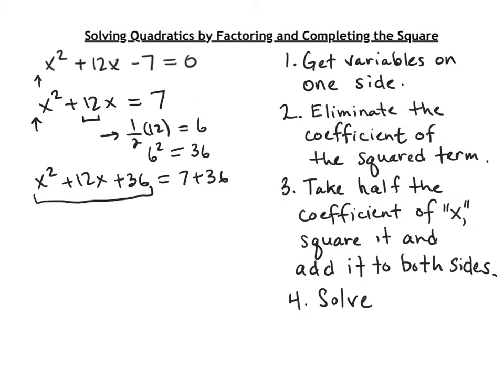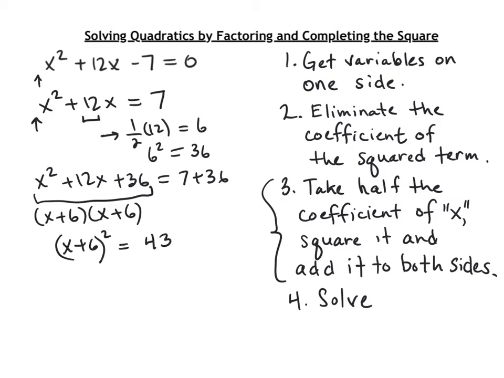This is a perfect square. If you follow this step, it always will be every single time. Are there any factors of 36 that add to 12? Yes, there are. They're 6 and 6. So in fact, this is x plus 6 times x plus 6, or x plus 6 squared equals 43. Now we can solve by taking the square root of both sides.